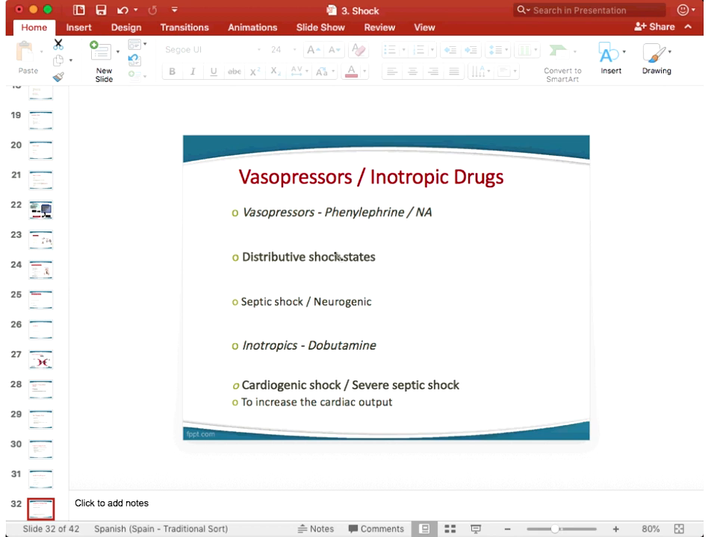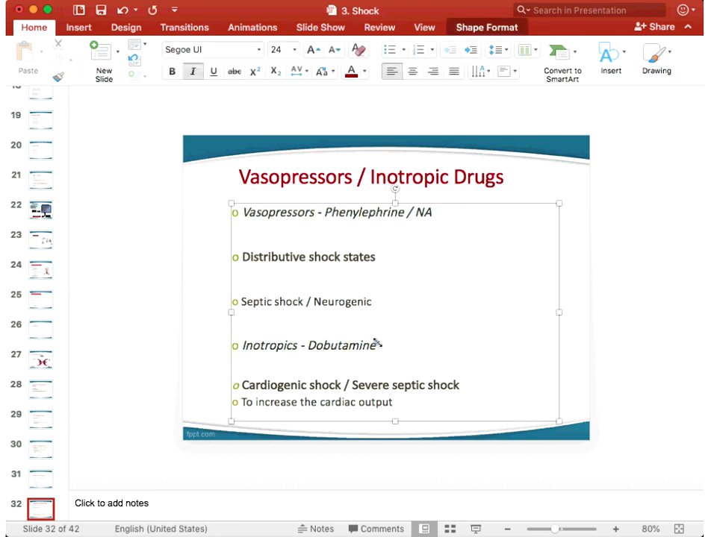I said in septic shock, if it doesn't respond to crystalloids, you need to use vasopressors such as vasopressin. Dobutamine helps to increase the cardiac pump, and you may want to use norepinephrine as well.